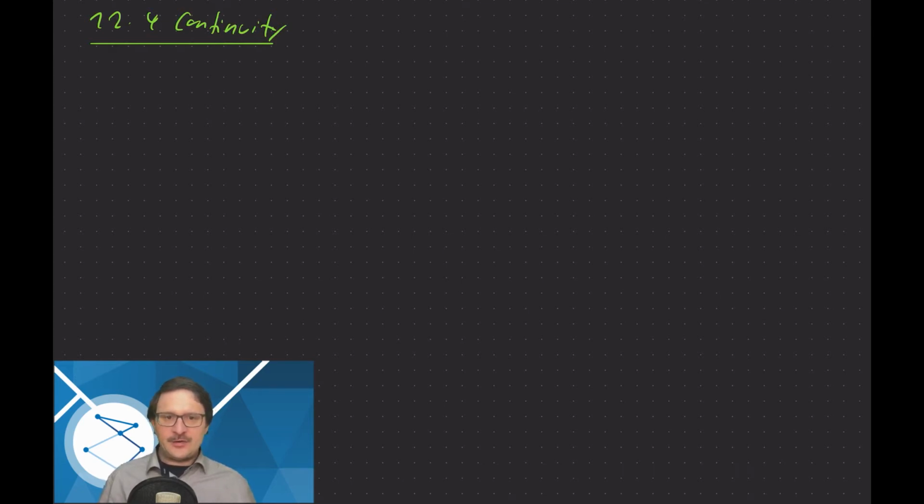So the first thing we need to do is extend the notion of function limits, and then we can define the notion of continuity in the same way as we did for one-dimensional functions. And that's going to be our first definition.